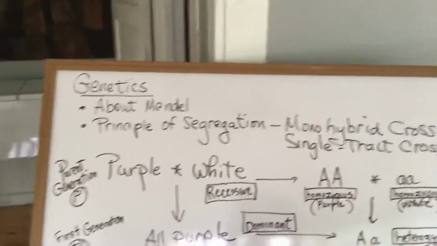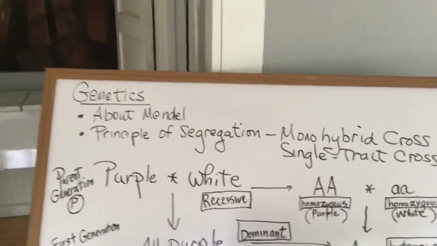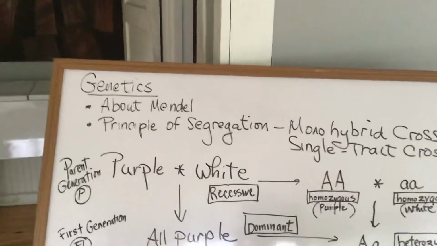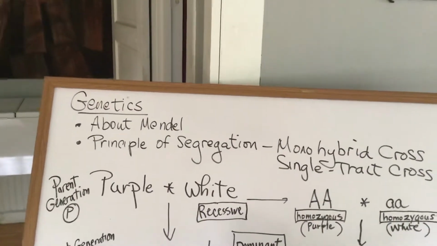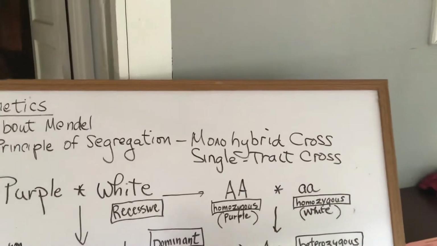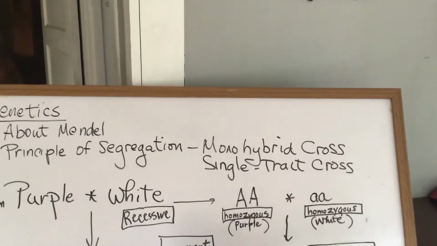Right, so we just went over a little bit about Mendel. What we're going to be talking about is the principle of segregation, or what we call a monohybrid cross, or a single trait cross.